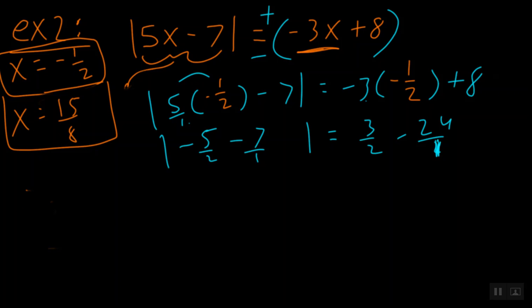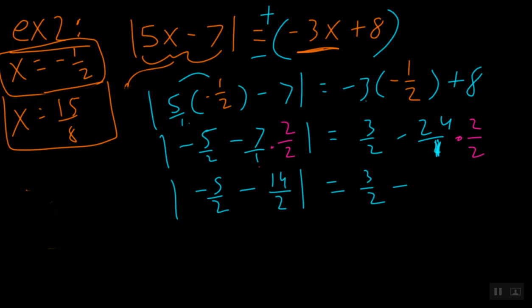Now from here, in order to combine these fractions, I need a common denominator. I know that 1 times 2 is 2, so I multiply the top and bottom by 2. And over here, 1 times 2 is also 2. And what is this going to give me? Well, it'll give me negative 5 over 2 minus 7 times 2 is 14 over 1 times 2 is 2, is equal to 3 over 2 minus 24 times 2 is 48 over 2. And let's see what we get. Okay, so negative 5 minus 14 is negative 19 over 2 is equal to 3 over 2 minus 48 over 2 is negative 45 over 2.